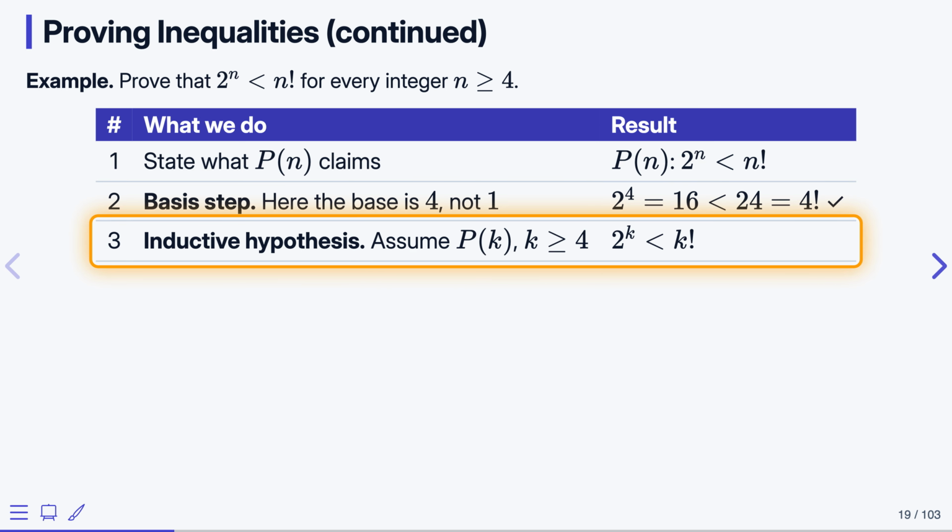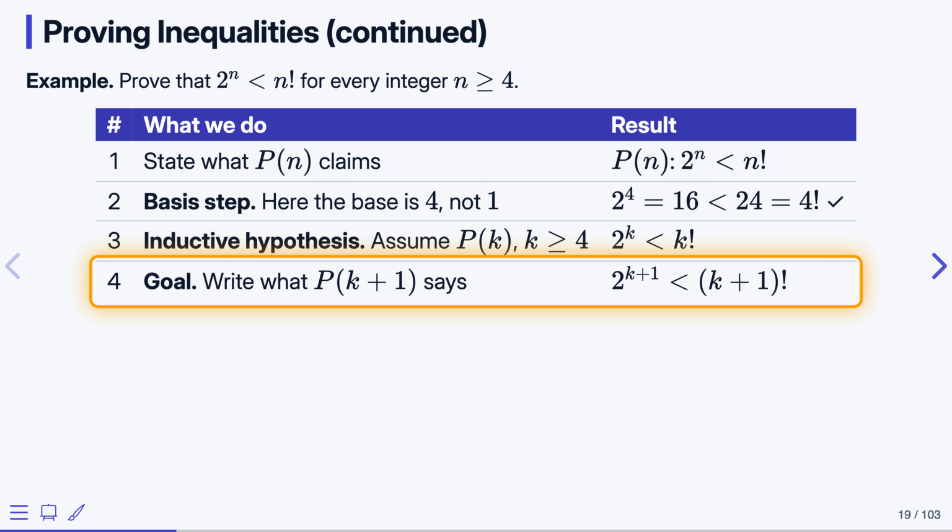Step 3. The inductive hypothesis. Assume 2 to the k is less than k factorial for some k at least 4. Step 4. Write the target. P of k plus 1 says 2 to the k plus 1 is less than k plus 1 factorial.